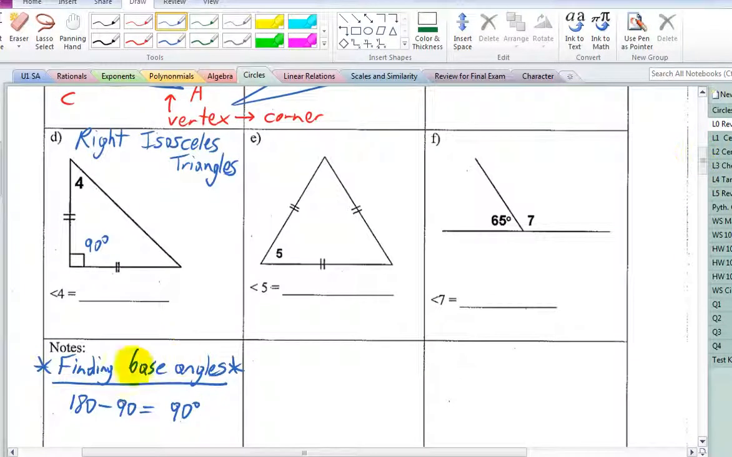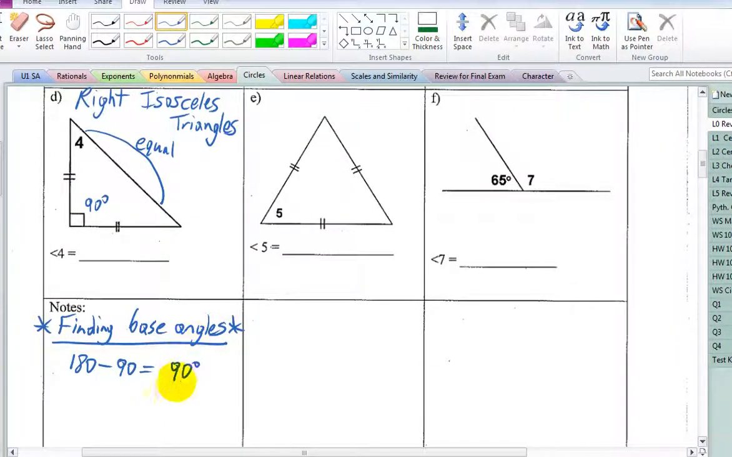Now, that 90 degrees is angle 4 and the other base angle. So how are we going to split 90 into 2 equal parts? Divide by 2. So each one is 45 degrees. So you're going to be doing a ton of that all over the homework today. You take your top angle, subtract it, divide by 2.